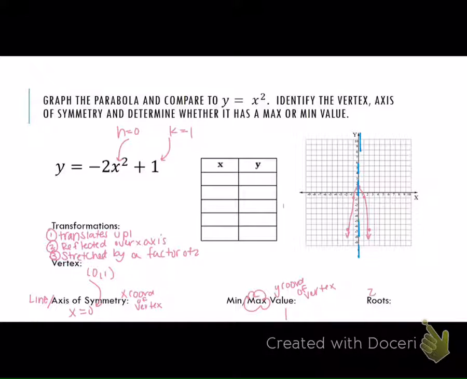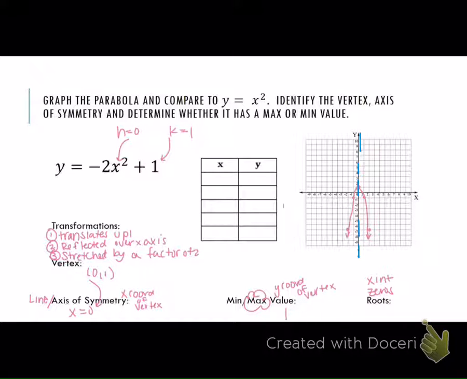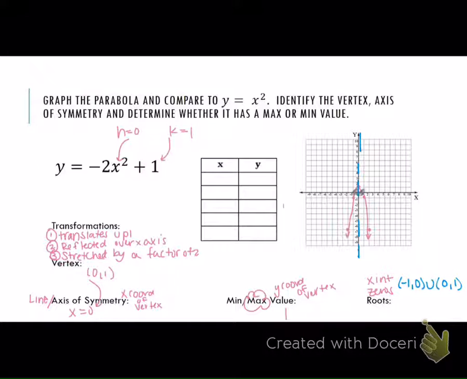What are my zeros? Are we at exact points? No, we are not at 0, 1. We do not hit those points there. We are between there. You have to be careful. We're between -1 and 0 and 0 and 1. So you can say it that way, or you can say between -1 and 0 and 0 and 1.